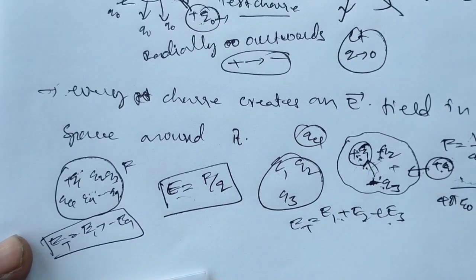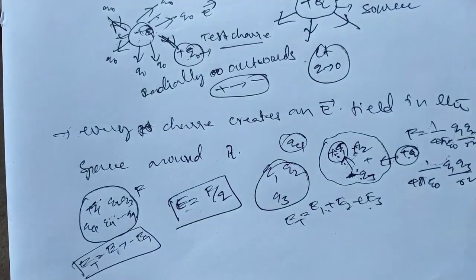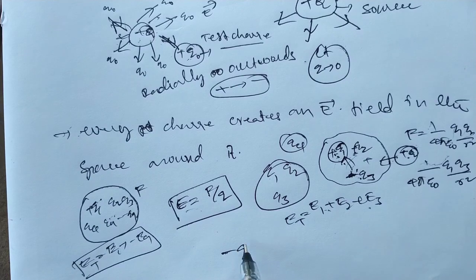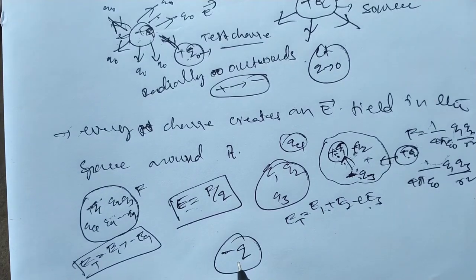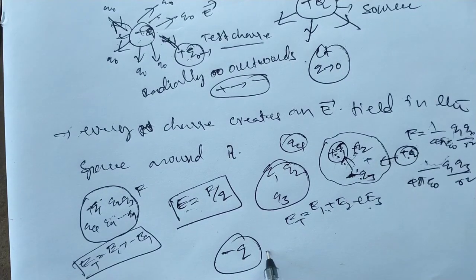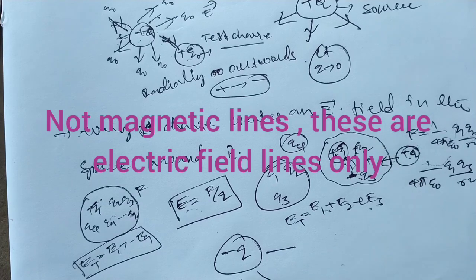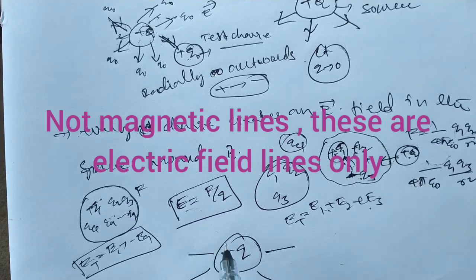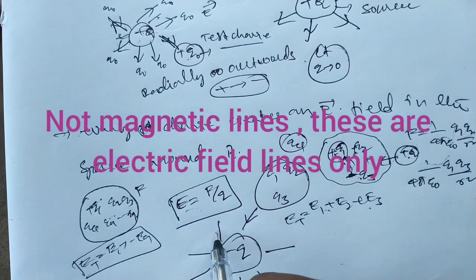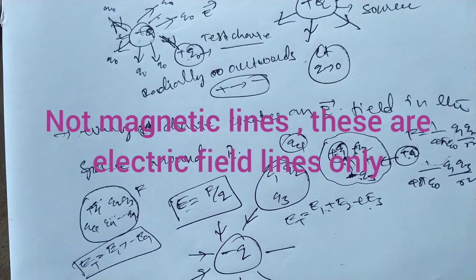So now we can explain. Okay, suppose we use a minus charge, minus test source. Okay, the magnetic lines of force are coming.